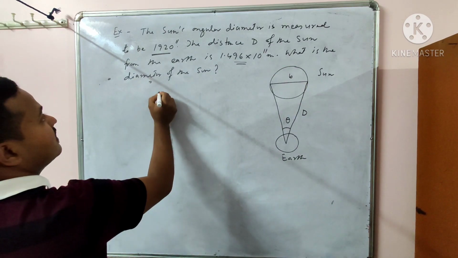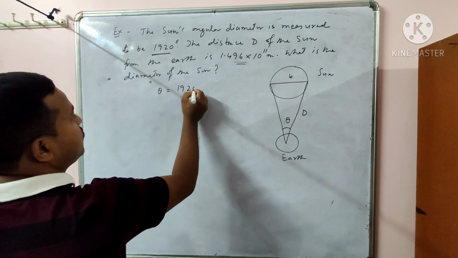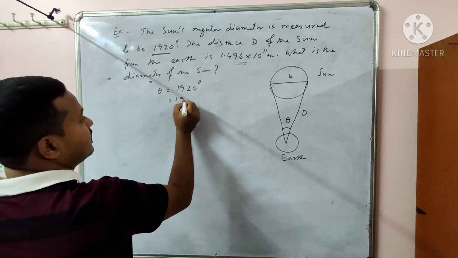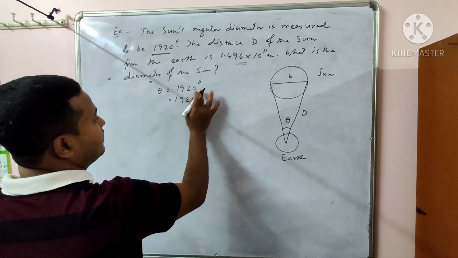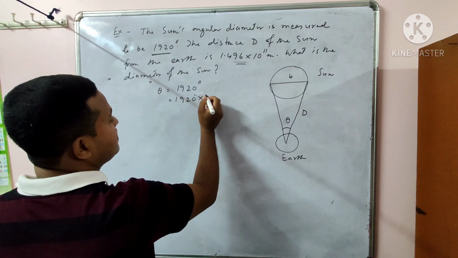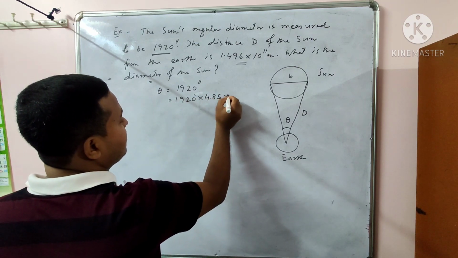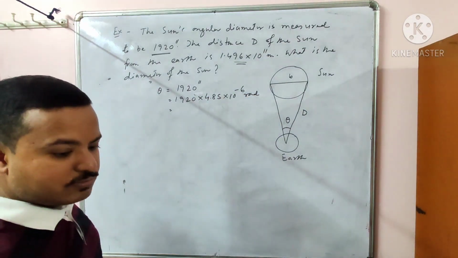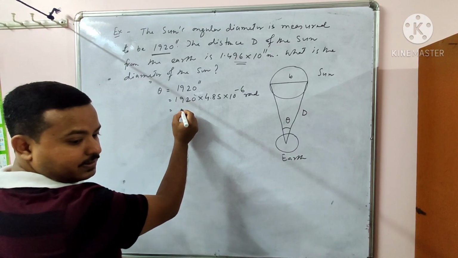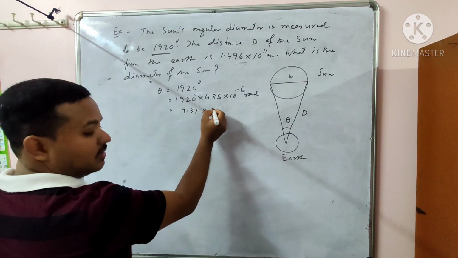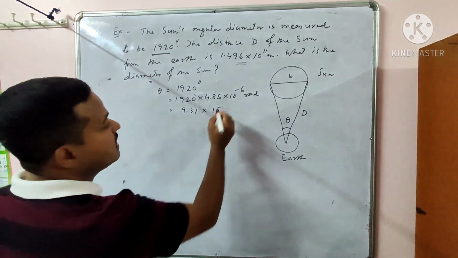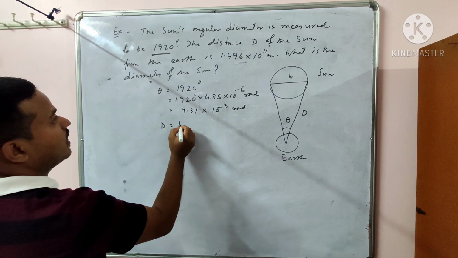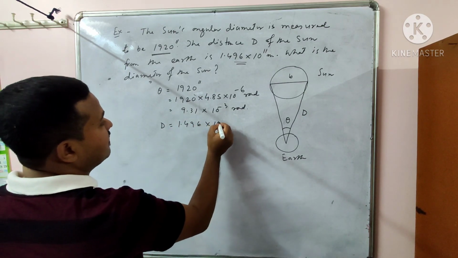So here, what is given? Theta is given as 1920 seconds, but you have to convert it into radian. So what do we do? You just multiply. I have already given you that 1 second is how many radian? 4.85 times 10 to the power minus 6 radian. If you calculate it, it comes to be 9.31 times 10 to the power minus 3 radian. And d is given here: d is 1.496 times 10 to the power 11 meter.